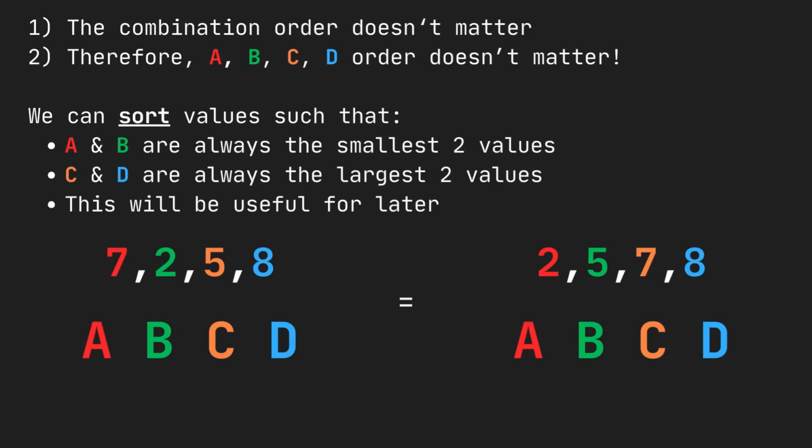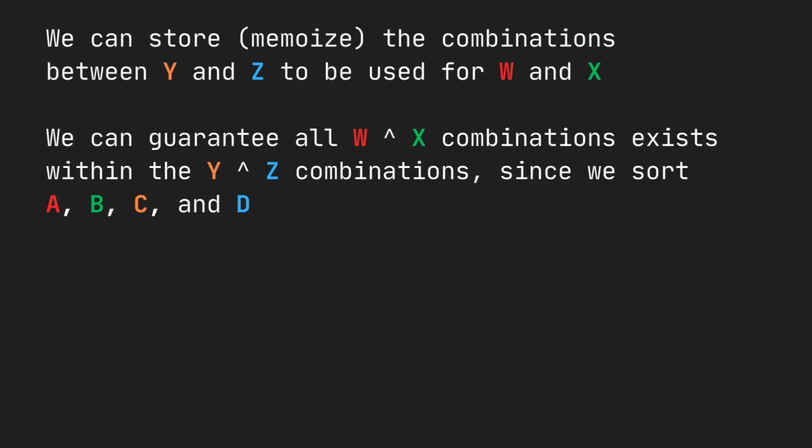One thing we can do is store or memoize the combinations for all values for Y and Z combined together, and we can use that for the W and X. The reason we can do that is that if we're sorting, we can ensure that the C and D values are the largest 2 numbers, and therefore all combinations between Y and Z, which are the associated values, are going to capture all of the other combinations found within the WX combinations. So let's go over a quick example.